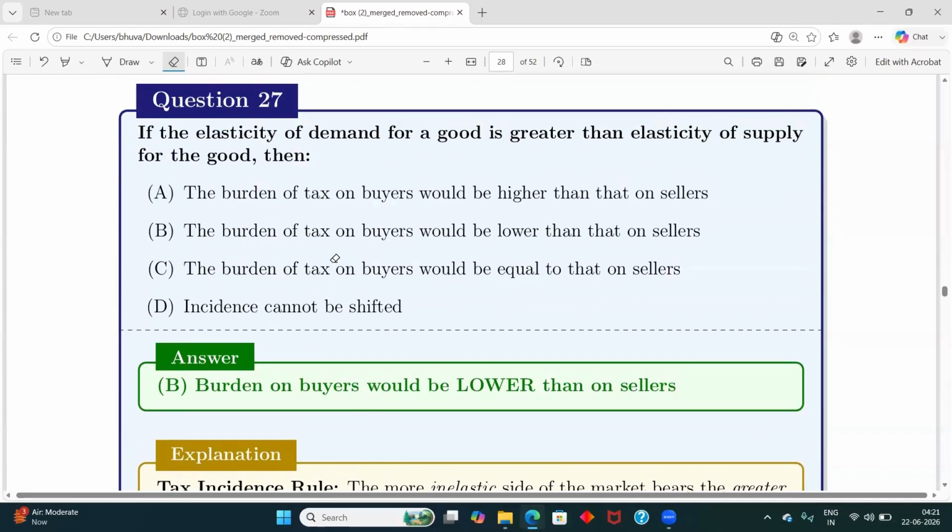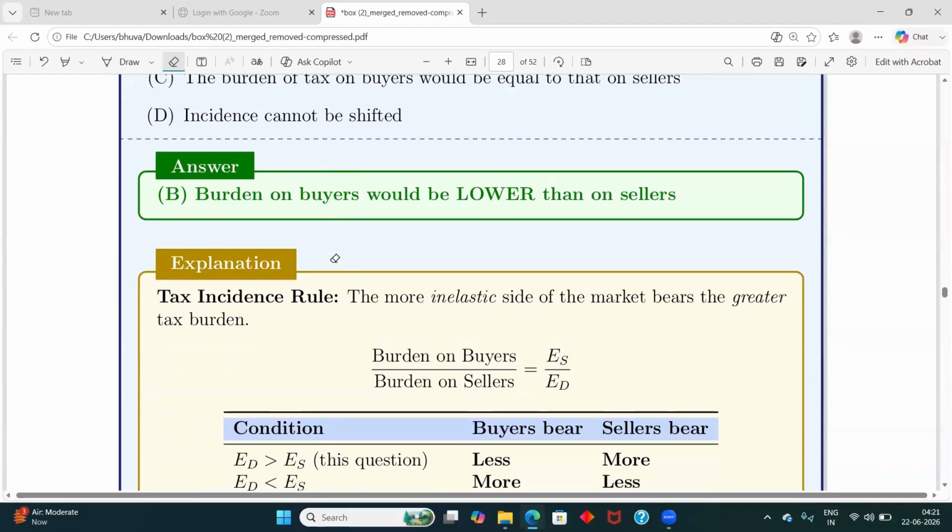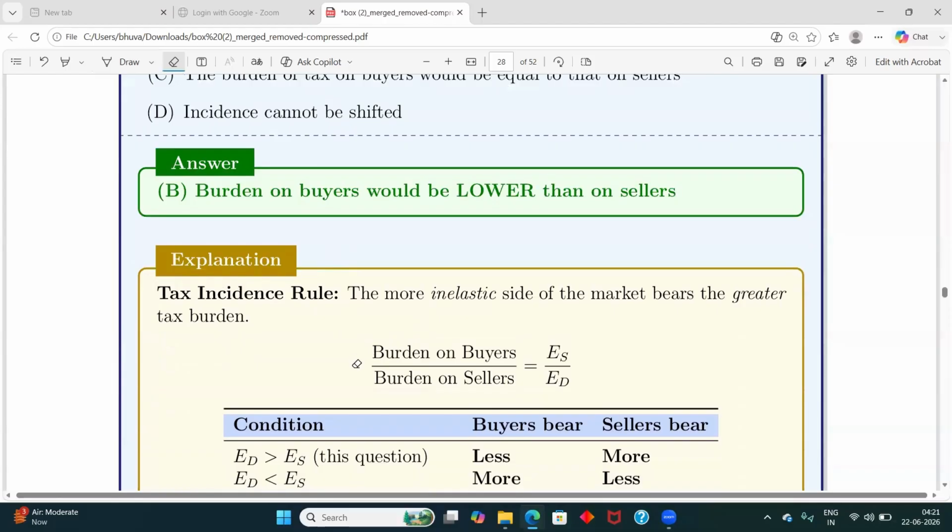This is very important. Sometimes questions are asked directly from this, so you need to remember it. Burden on buyer divided by burden on seller is equal to elasticity of supply divided by elasticity of demand.